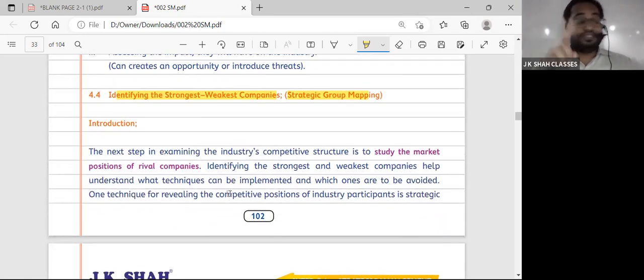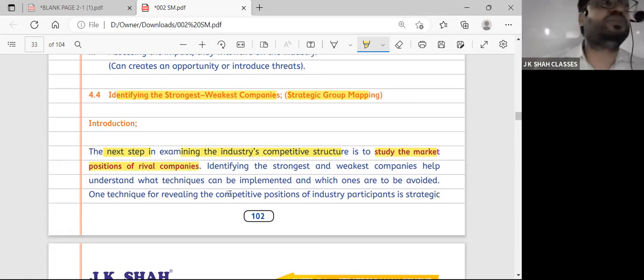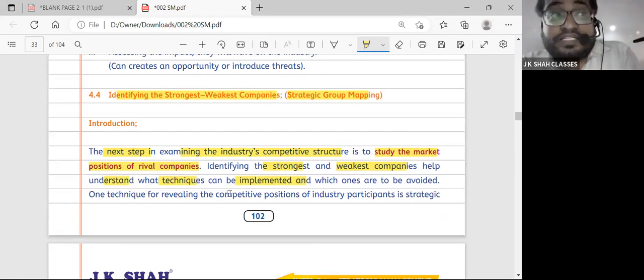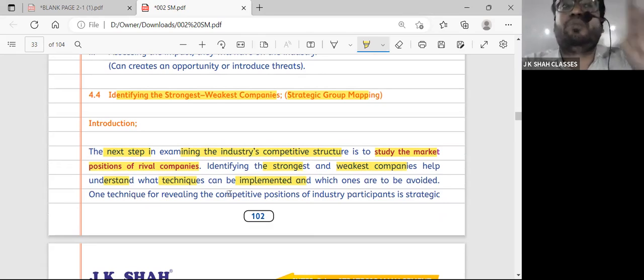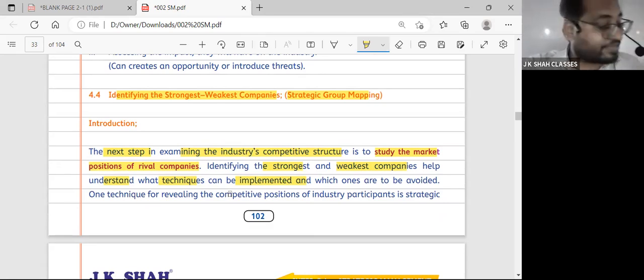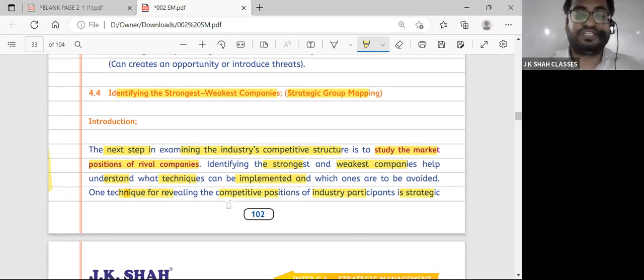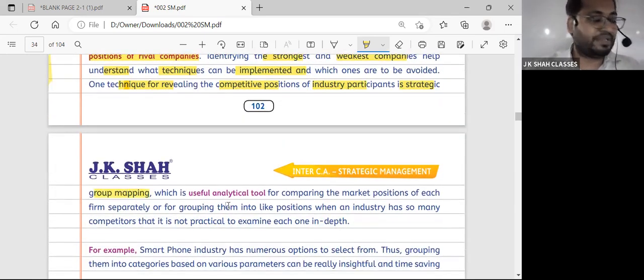Now, read this. The next step in examining the industry's competitive structure is to study the market position of rival companies. You need to study the competitor. Identifying the strongest and weakest companies will help understand the techniques that can be implemented. What the competitors are doing, what they are good at, what they are not good at. Somewhat like a competitive landscape. One technique for revealing the competitive position of industry participants is strategic group mapping.